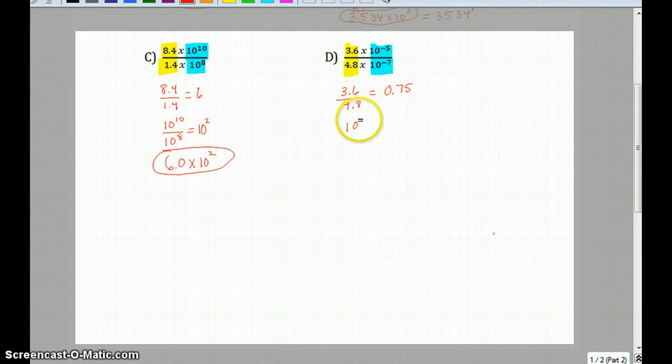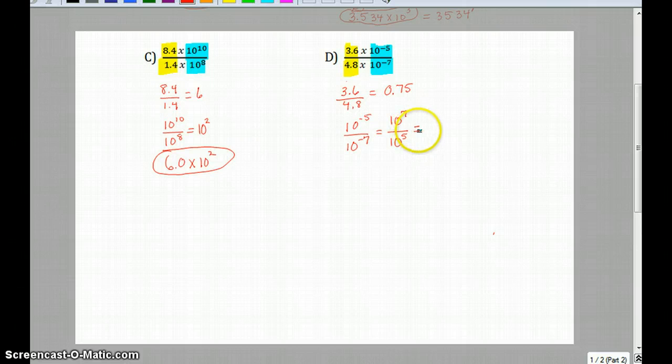We've got 10 to the negative 5th divided by 10 to the negative 7. And we don't want negative exponents, so we're going to use that negative exponent property to rewrite it. And so 10 to the negative 5th goes down to the denominator, becomes 10 to the 5th. And 10 to the negative 7 comes up to the numerator and is equivalent to 10 to the 7th. So it's just an equivalent expression.